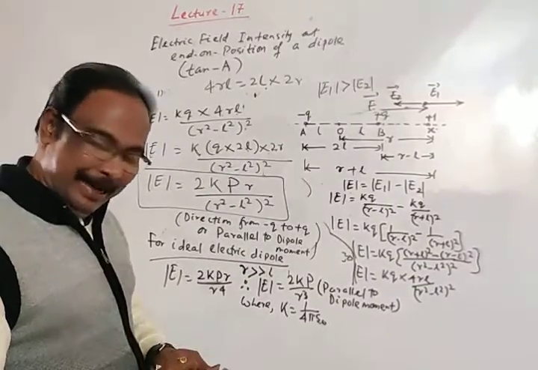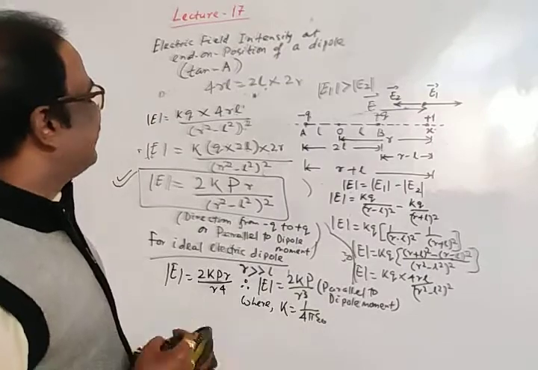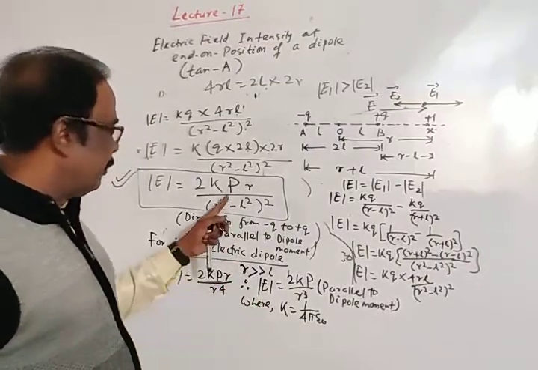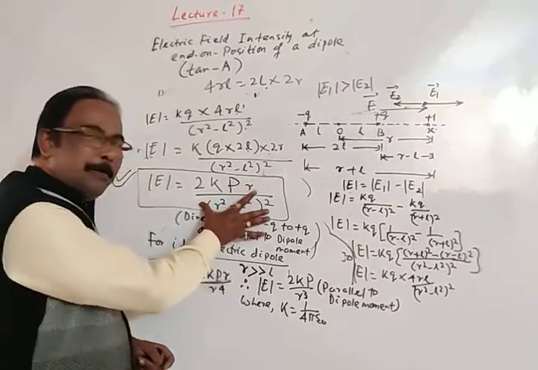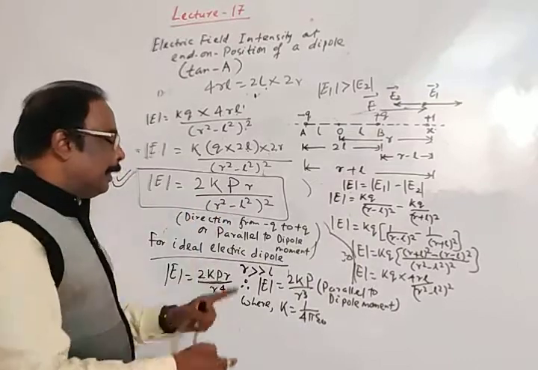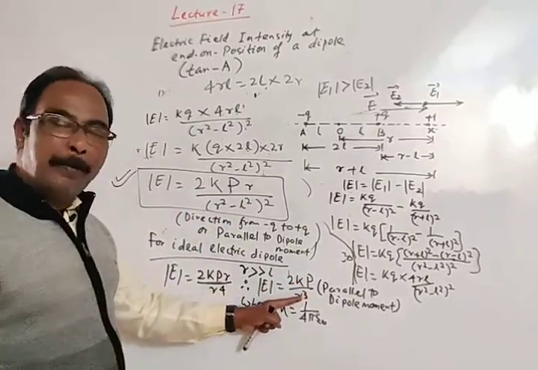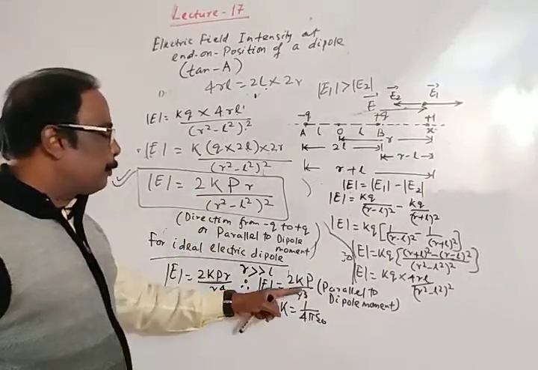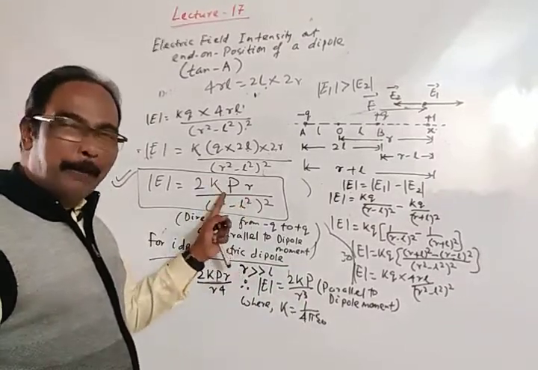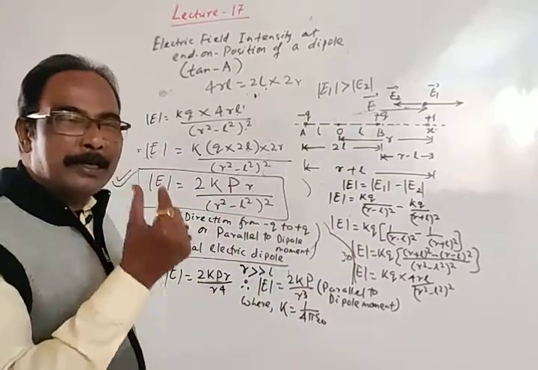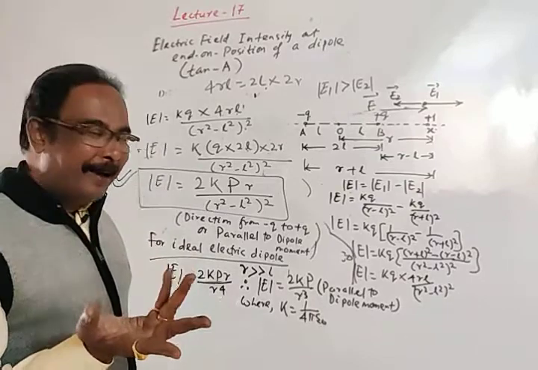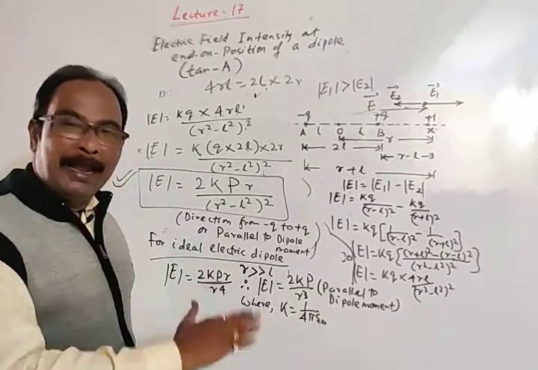Okay. Then next point, this is a board based derivation and the result is required. This result is also important for an electric dipole from a numerical point of view. Both the formulas are important. This one is for a usual dipole, and this one is for a very small distance, meaning a small dipole, or if it is mentioned, for an ideal electric dipole.